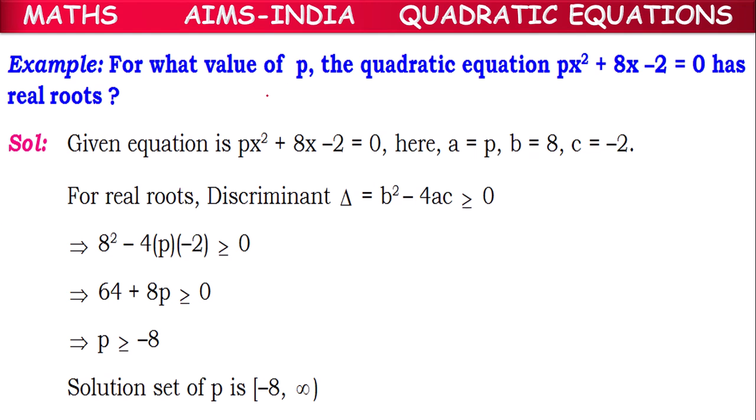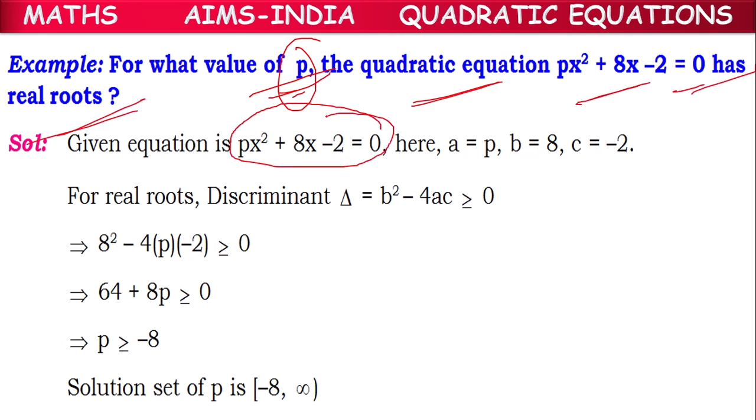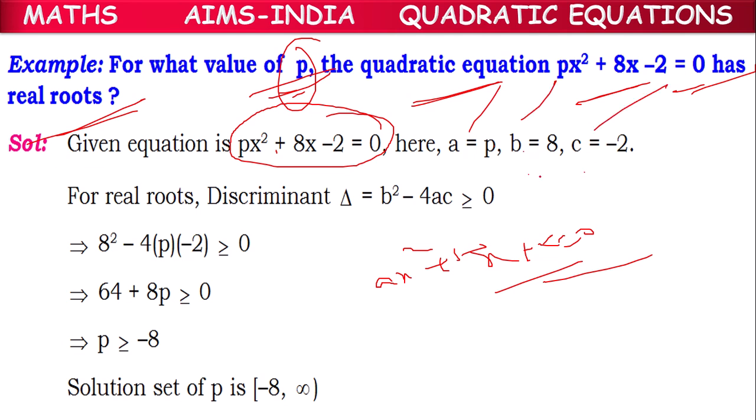Next one. For what values of p does the quadratic equation have real roots? This is the quadratic equation. If you compare with ax square plus bx plus c equal to 0, a value is p, b value is 8, c value is minus 2. They have given that the equation is having real roots.